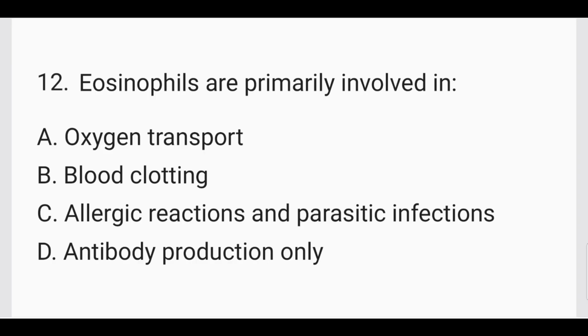Question number 12: eosinophils are primarily involved in A, oxygen transport, B, blood clotting, C, allergic reaction and parasitic infection, and D, antibody production only. So the answer will be C, allergic reaction and parasitic infection. Eosinophils help combat parasitic worms and regulate allergic responses by neutralizing certain inflammatory chemicals.